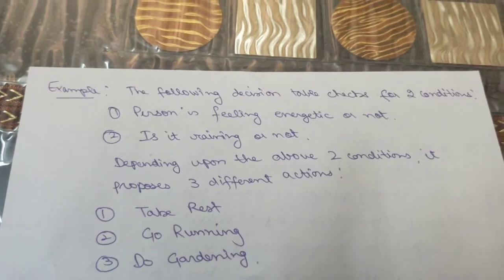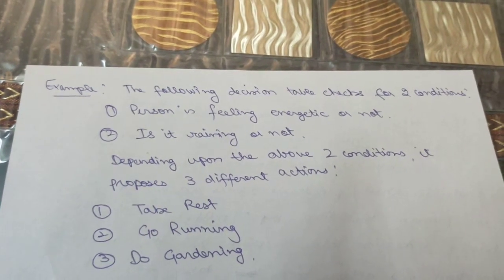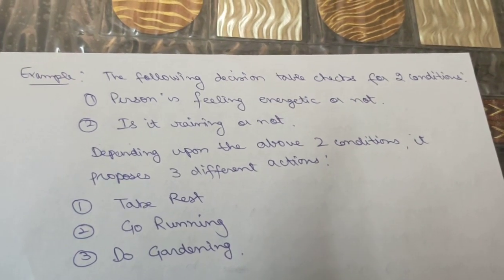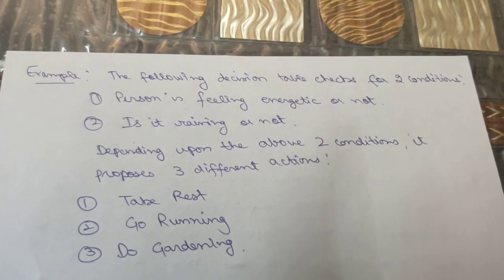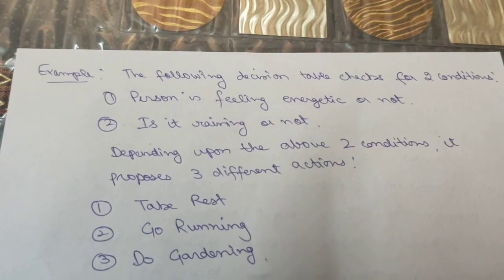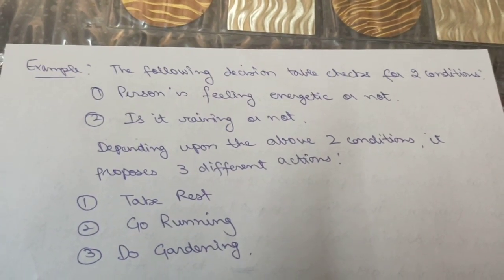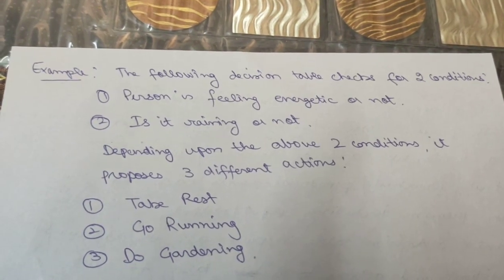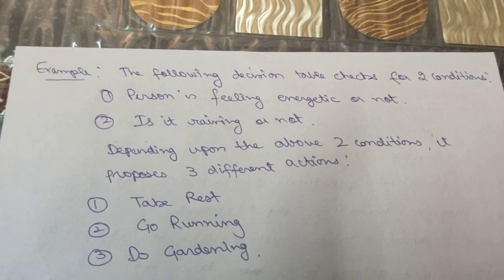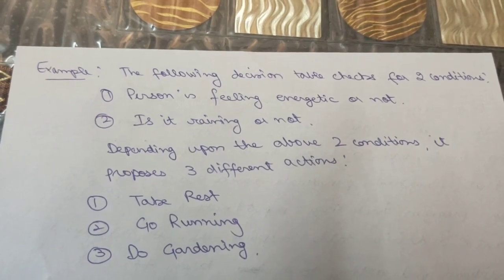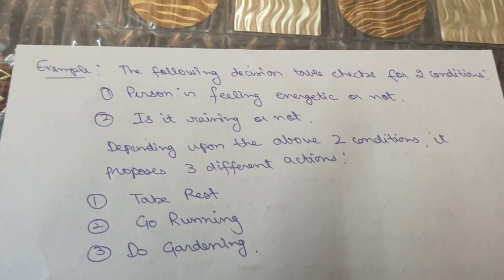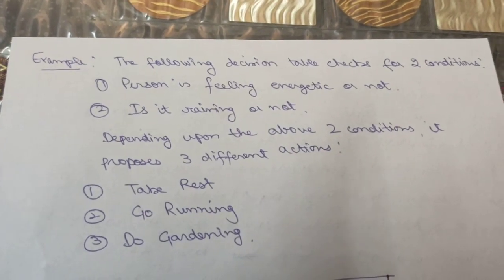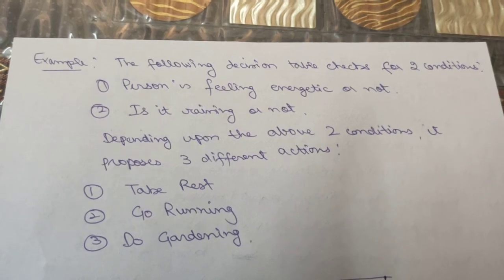Good morning, students. In this lecture, I am going to discuss a detailed example of a decision table, which will explain how things work in a decision table. So, we have taken an example in which we have to check two conditions. The first condition is whether the person is feeling energetic or not. That is, we will check whether the person is feeling energetic or tired. The second condition is whether it is raining outside or not.